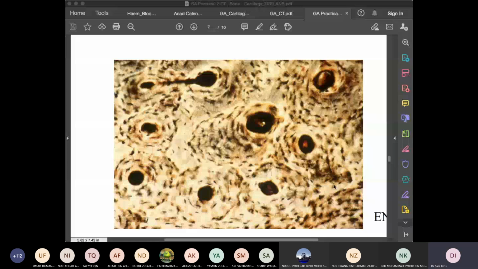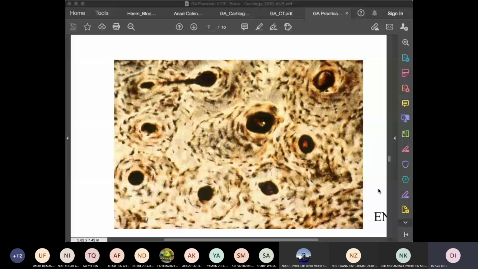How about Akash? What do you find in the Volkmann's canal? Blood vessels. Blood vessels, yes. So artery and veins. Okay, you don't really have nerves in your Volkmann's canal.